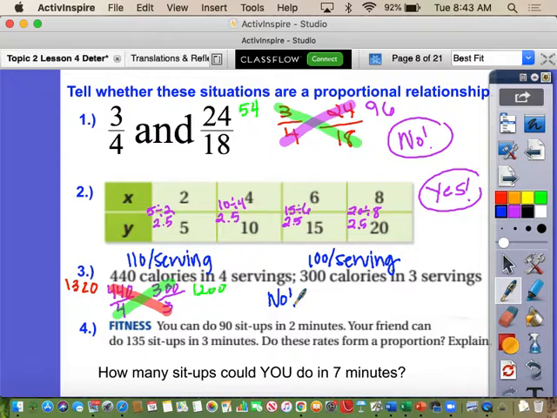I don't really know how to explain it, but I knew that I did 90 divided by 2, and then I got 45, and I just kept multiplying 45 by 1, 2, 3, and then I found 135 was 3 minutes. So then I went from there, and I said yes, it was proportional. Gotcha. So you found the unit rate, Addie. That's totally fine. We can do 90 divided by 2, that's going to give us 45 sit-ups per minute. And then 135 divided by 3, would that also give us 45 sit-ups per minute? Yes. So they have the same unit rate, therefore, they are proportional.